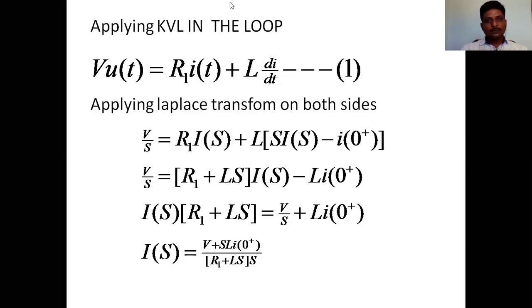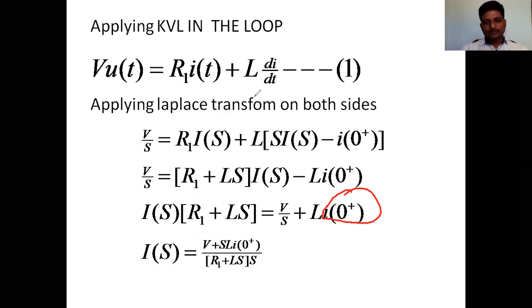Before that, I'm going to simplify this. V by s is equal to, taking I(s) common, (R1 plus Ls) into I(s) minus L into i(0+). Therefore, I(s) into (R1 plus Ls) is equal to V by s plus L into i(0+). Now, first we need to find the value of i(0+).